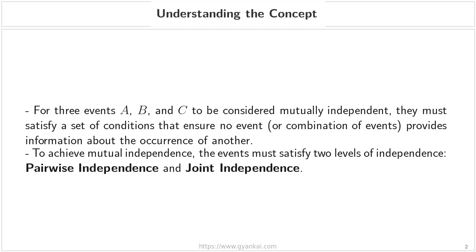To prove this mathematically, we can't just look at the group as a whole. We have to check two distinct levels of independence. First, we have to verify what we call pairwise independence, which we will break down in the next slide. Second, we must also satisfy joint independence, which we will discuss immediately after. We need both levels to hold true to claim that the events are truly mutually independent. Now that we've established that independence becomes more complex when we move beyond just two events, let's look closer at what this concept actually means.